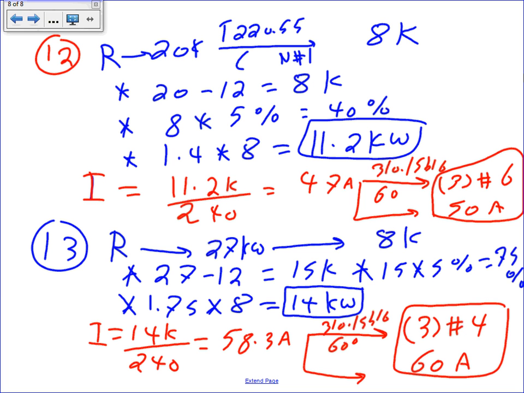Let me know when you guys are ready to go to the next one, besides the overcurrent protection device and the branch circuit for each one of them. Ready? All right, let's do number 14. Number 14 is a piece of cake. Yes, my friend, I have two ovens.